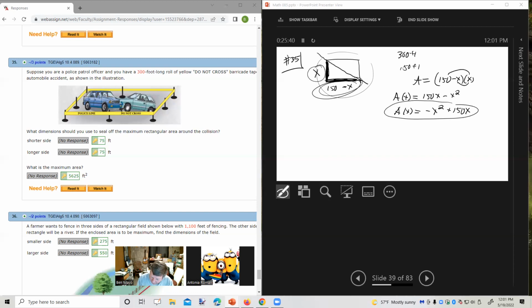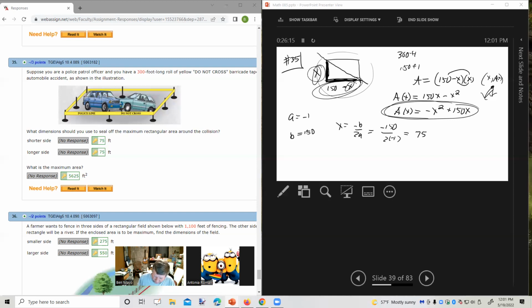Well, this thing is a parabola opening downwards, right? And your vertex would be at X comma A of X. X would be this value, and A of X would be the maximum area. So again, we're looking for the vertex, okay? So for this function, A is -1 and B is 150. X equals negative B over 2A, negative 150 over 2 times -1, which is positive 75.